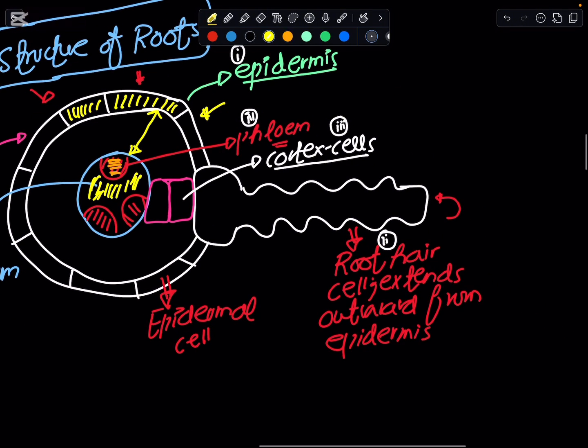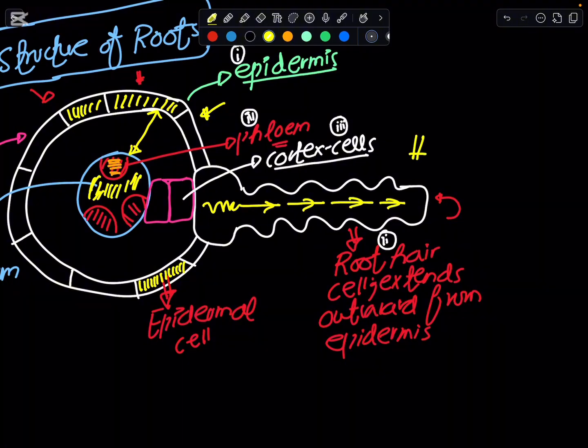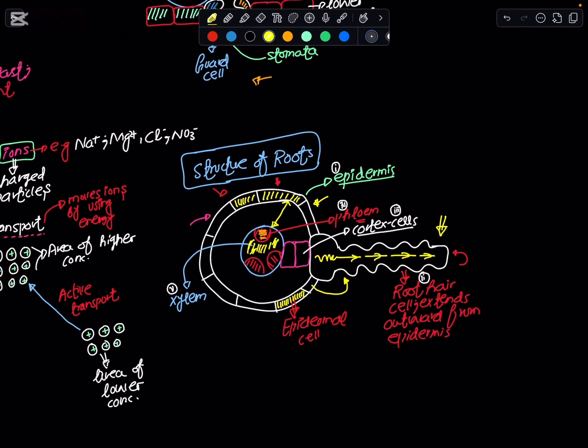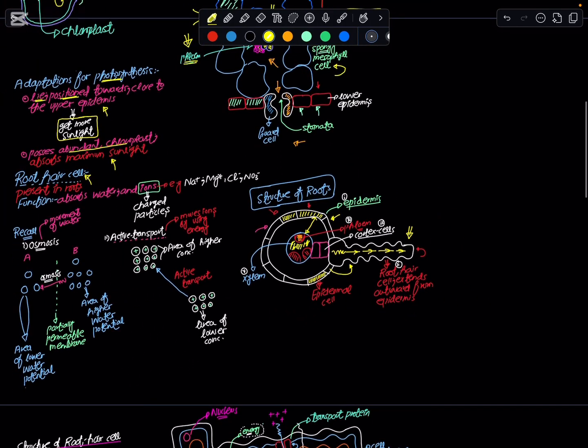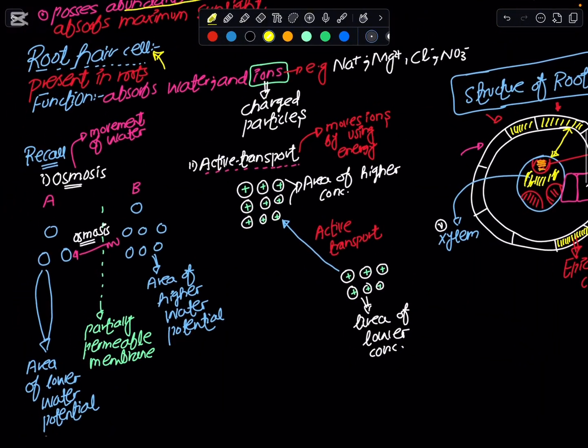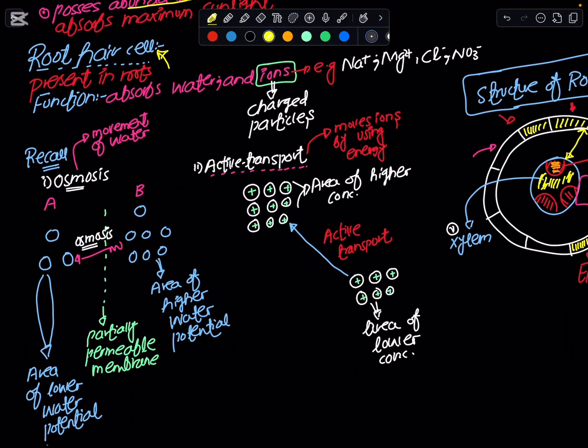Now you must focus that in the root, I have this cell, and this is the epidermal cell. When this epidermal cell grows outward, elongates, and specializes, we make this specialized cell, the root hair cell, which extends outward from the epidermis of the root. Now, before I explain how the root hair is adapted to perform its function, there are two terms you need to have an idea of.